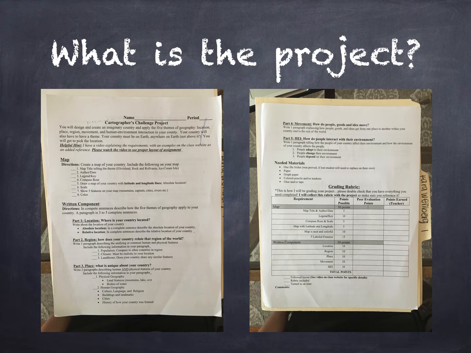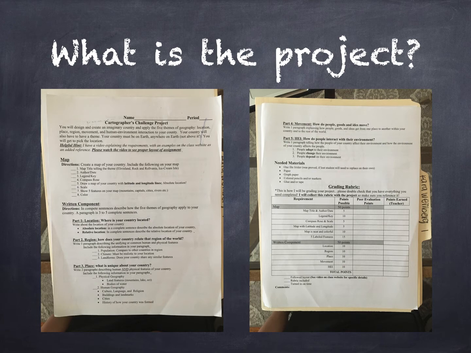So first, what is the project? What you're going to do is design and create your own country. It can be anything you want it to be. It just has to apply the 5 themes of geography. It has to be on Earth. It can be anywhere on Earth, but it has to be on Earth. And your country also has to have some type of theme to it.